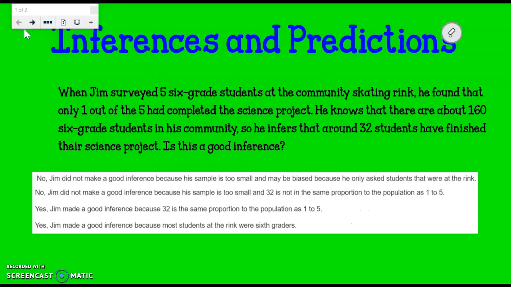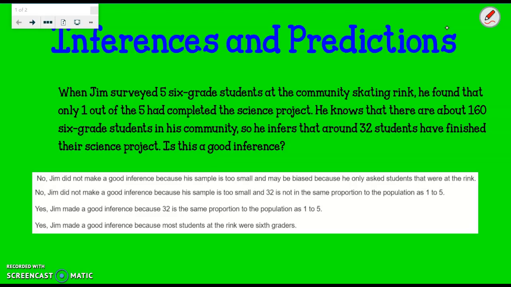So I'm gonna do a little video with you, just going over the topic for you this week in Edgenuity. So we're doing inferences and predictions. You guys have done this. We've done this in class. And we're looking at sample size and an accurate prediction or inference taken from sample data and sample space.